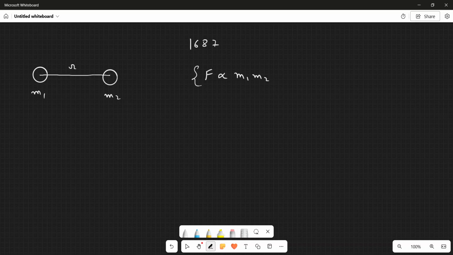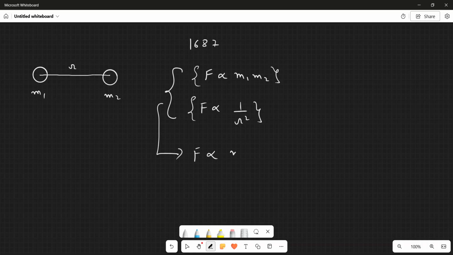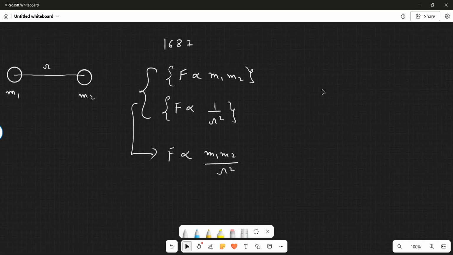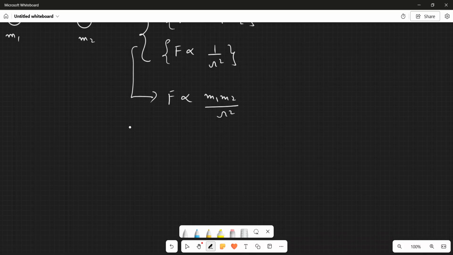So what Newton published is that the force existing between these two particles due to gravitation is directly proportional to the product of their masses and inversely proportional to the square of the distance between them. Collectively, we can write F is directly proportional to m1 m2 by r square. Now, what do we have to do? We have to remove this proportionality and bring in the equal to sign.